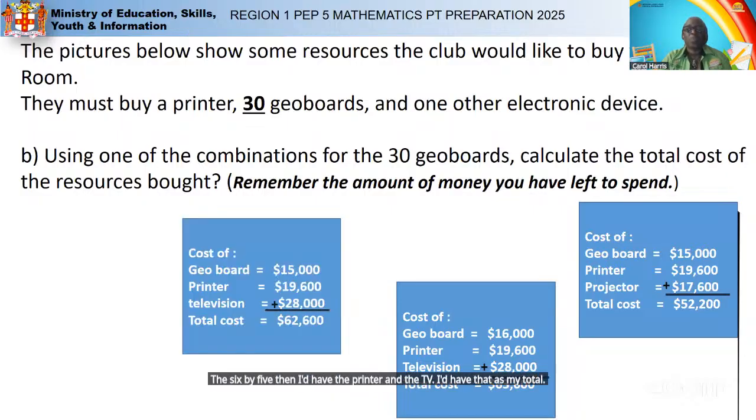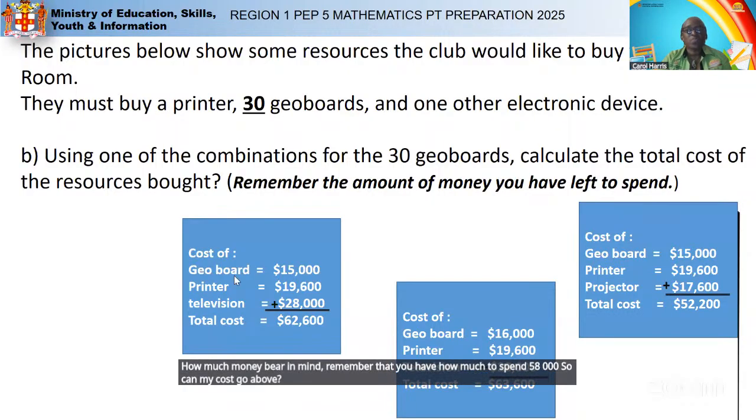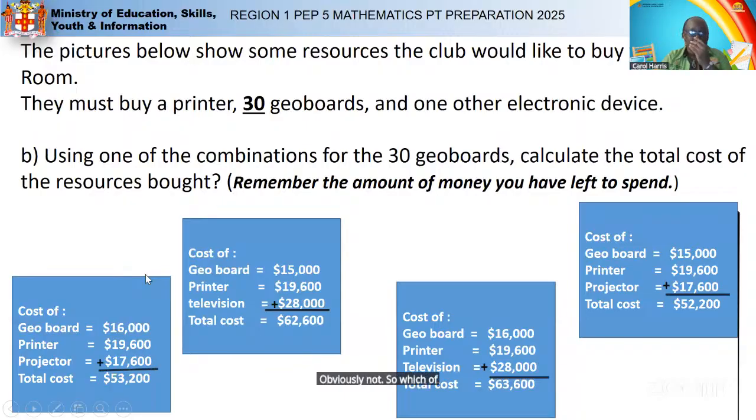Remember, as we work on all of these, let's look at them carefully. Bear in mind, remember that you have $58,000 to spend. So can my cost go above? Obviously not. So which of these would you choose?